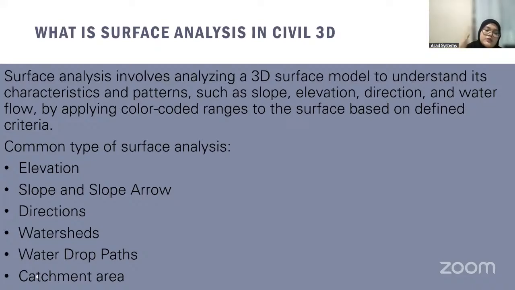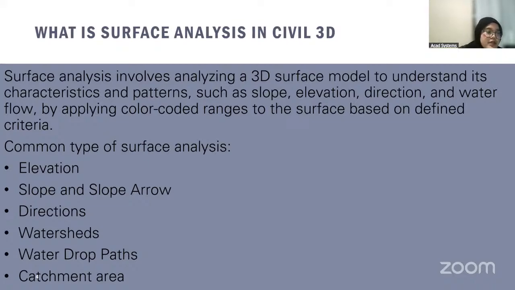The difference between watershed and water drop path is that with watershed, you can create the analysis for overall points. So it will show you for this point the depth, the area, the boundary point, the depression point, and so on. For water drop path, you pick one point and it will show you the path of the water flow. All right, and then we have the catchment area.